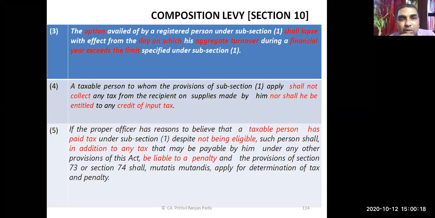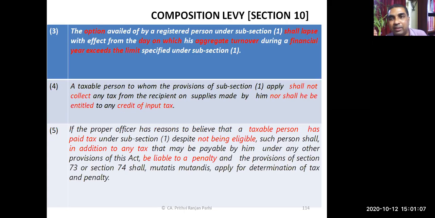Subsection 3 talks about a situation. The composition option shall lapse with effect from the date on which the aggregate turnover during the financial year exceeds the limit. Suppose on a particular day the turnover exceeds 1.5 crore. Then automatically the composition scheme will expire on that day. Suppose today is 12th October. On 12th October, somebody's turnover crosses 1.5. Then from 12th October onwards, the composition scheme automatically lapses, and the person has to pay tax under the regular scheme.